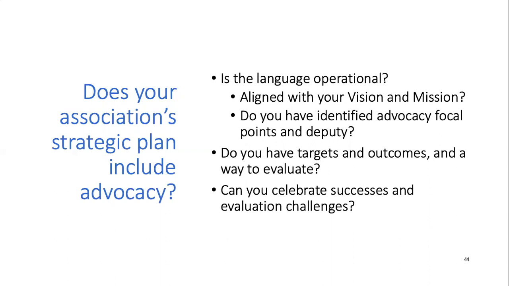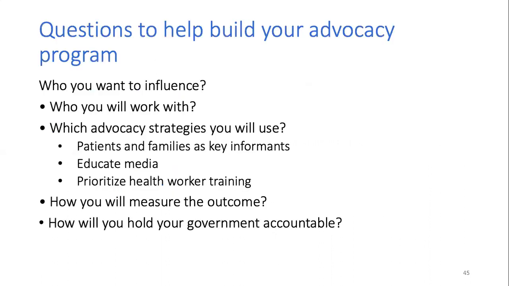And then, do you have advocacy targets and outcomes, such as we want to develop a policy, we're trying to develop a budget, we're going to have a national day in October, include our minister, and do you have a way to evaluate that? And last but not least, can you celebrate successes and evaluate challenges? So it's really important to know if you can evaluate what you've been doing. So some questions to help you build your advocacy program for your association.